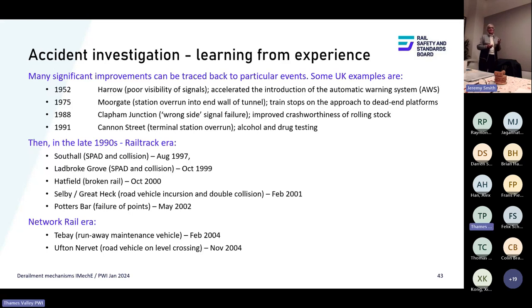Learning from operational experience is really important. And there's all these examples of incidents which have given rise to a lot of the things we now take for granted as safety controls. Right the way through from Harrow in 1952, etc. And through Network Rail, T-Bay, after Nurbit. You could add many more to that list. They're all things that we've learned from. And we've learned from other people's experience as well, outside of this country. We don't just have to learn from our own.